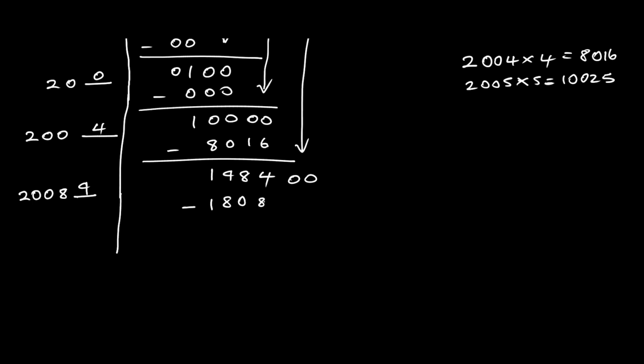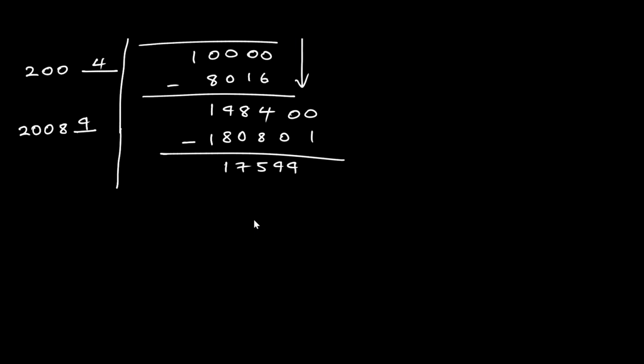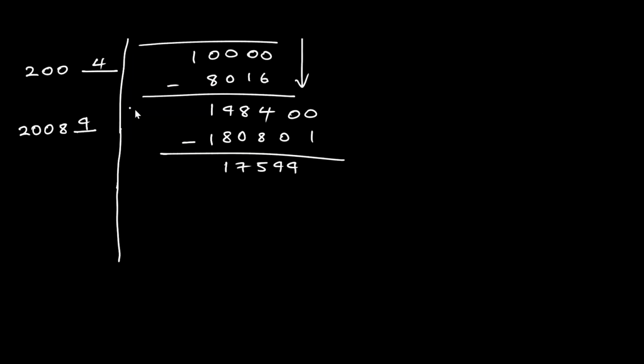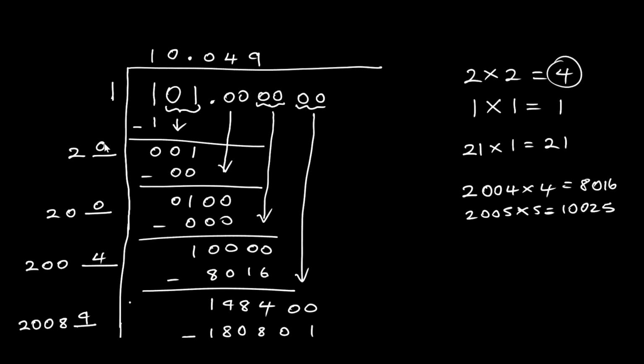So 180,801 would be subtracted, and we would be left with 17,599. So this is what we would be left with. Now our next value is 9. And seeing that we wanted to find the value of this to 4 decimal places, we still have a bit more to go. So the value is 9.